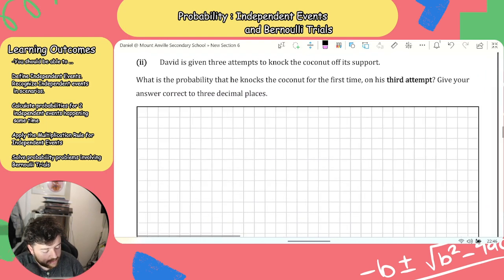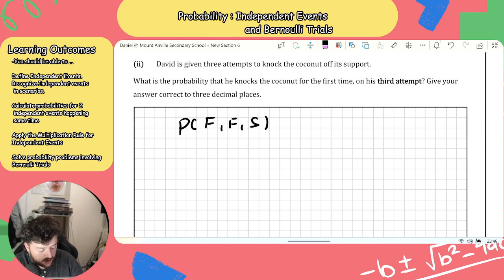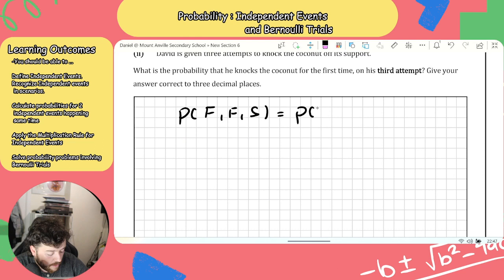Now it leads into my Bernoulli trial. David is given 3 attempts to knock the coconut off its support. What's the probability that he knocks the coconut off for the first time on his 3rd attempt? So he failed, he failed, and then he got it on the 3rd attempt. These are independent events. The probability of knocking the coconut off is always 0.34. It doesn't say it changes. So it's the probability he fails times the probability he fails times the probability he succeeds, which is 0.66 times 0.66 times 0.34.